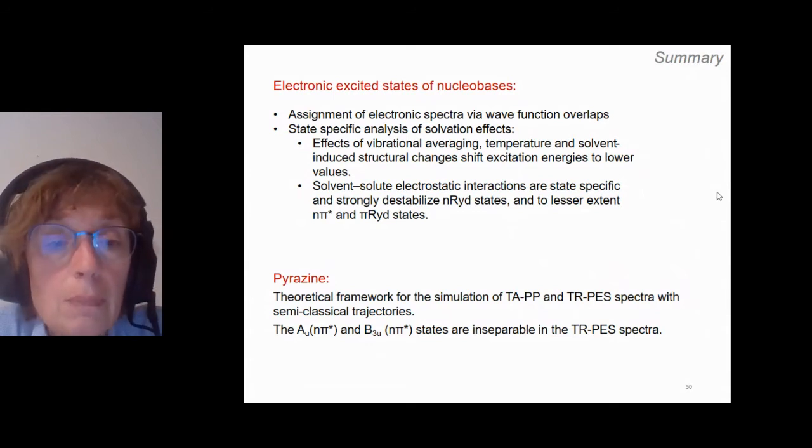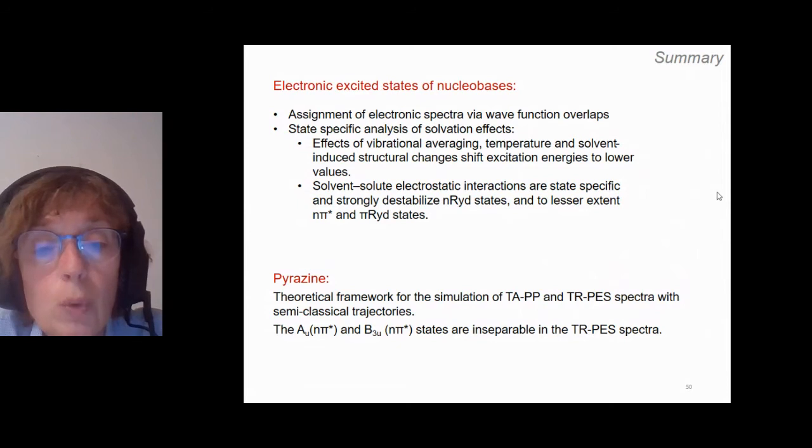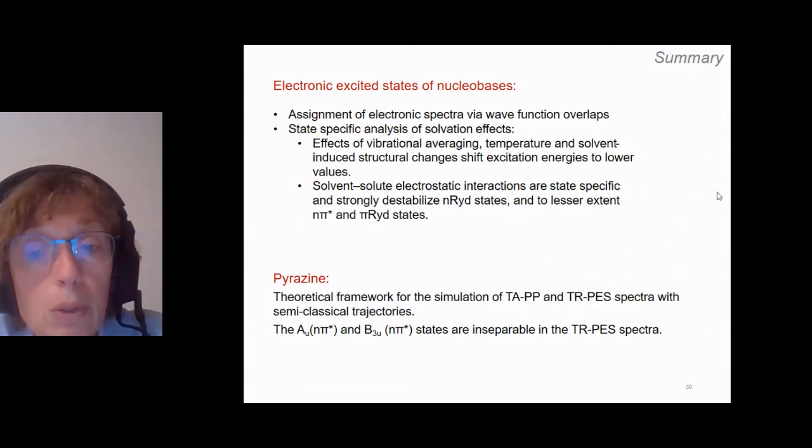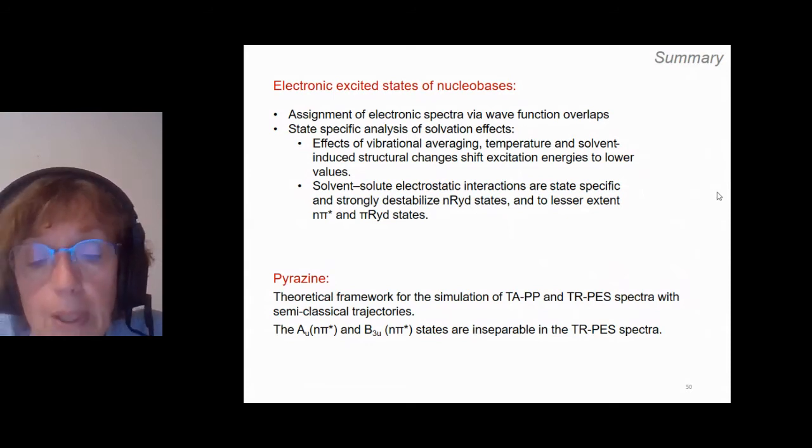For pyrazine, the benchmark system, in the first part, I showed how the semi-classical trajectories compare with quantum dynamics, and then how to compute the spectra: the transient absorption pump-probe, and the time-resolved photoelectron spectrum of the system.